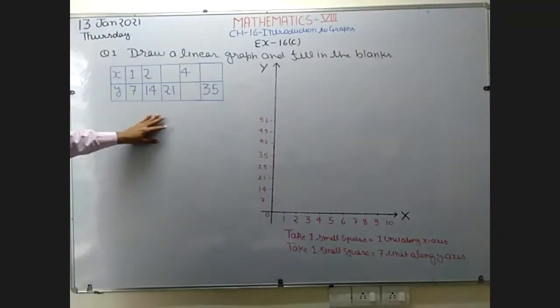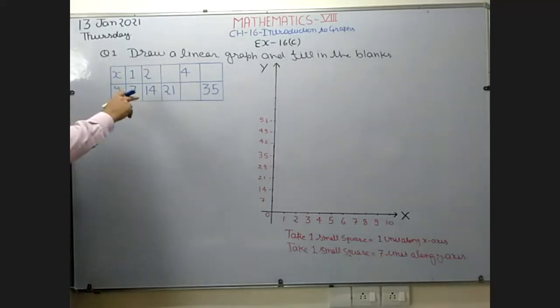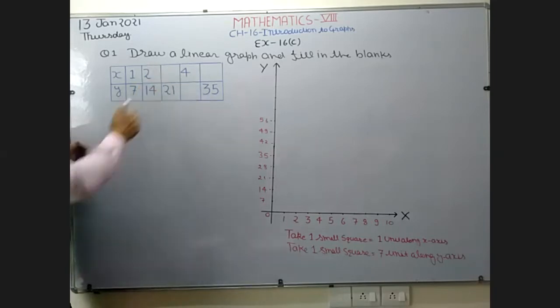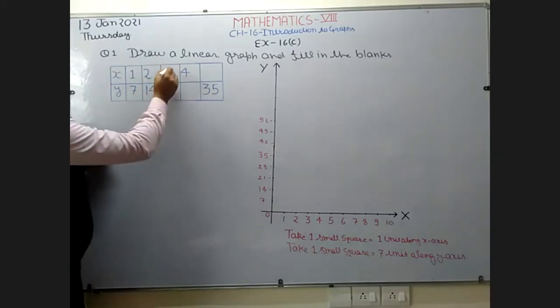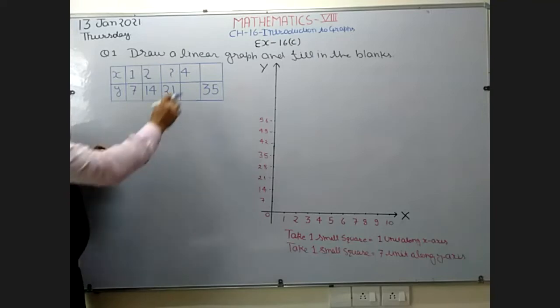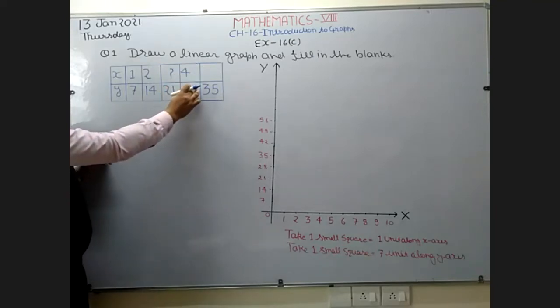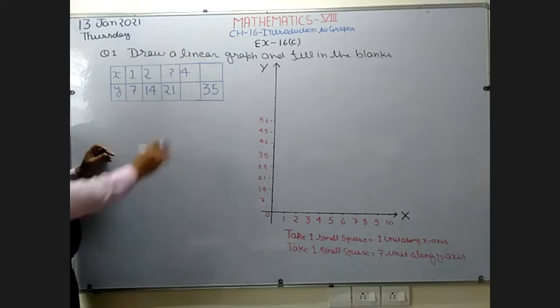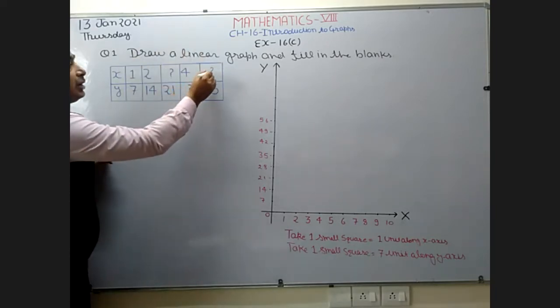Okay, beta. Now, what is given? Observe this table. The value of x is given and the value of y is also given. So when x is 1, y is equal to 7. When x is 2, y is going to be 14. Now this is missing, so we're going to fill this block. Now 4 is given and the value of x is missing. So we're going to complete this table.